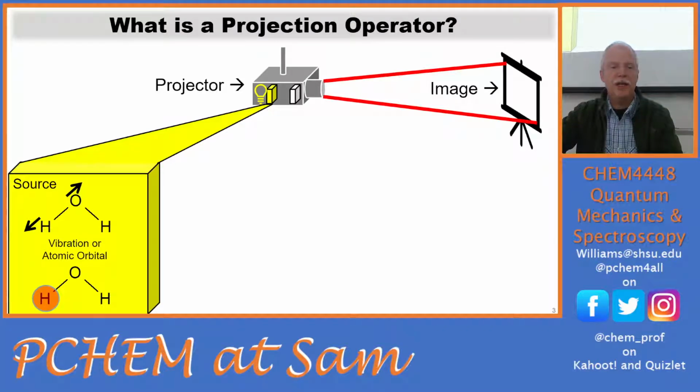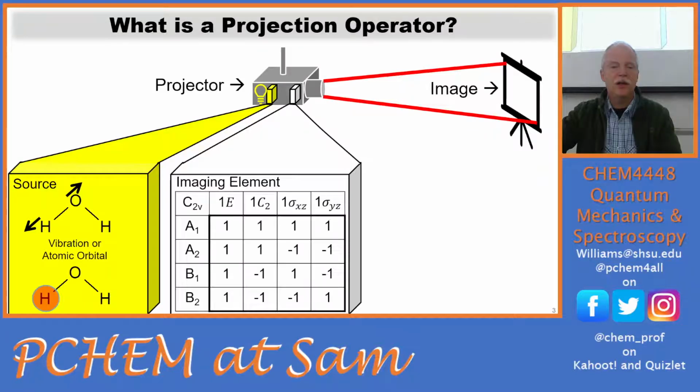So we then have the imaging element, which is the character table. In this molecule, that's governed by the point group. So once again, if you get the point group wrong, then your results are going to be garbage. It's really dependent upon the symmetry of the molecule.